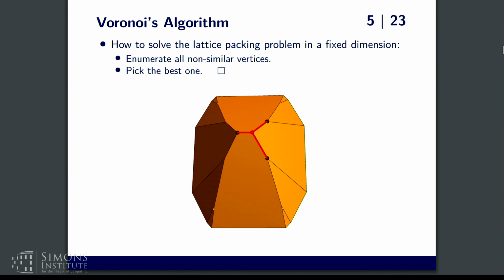That's it. And this is exactly what Voronoi's algorithm does. It starts at a single vertex, and then it finds all the neighboring vertices. If a new vertex is similar to one that has already been found, we just discard it. If it's a new one, then we continue this exploration. At some point this will finish, because you only have a finite number of non-similar vertices. You can also prove that if this finishes, the algorithm gives a proof that you have found all of them.